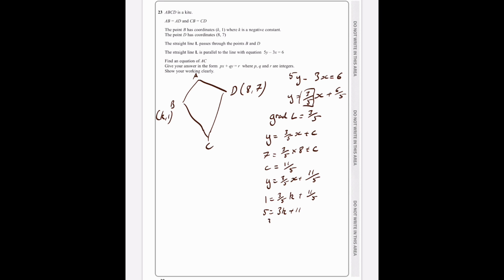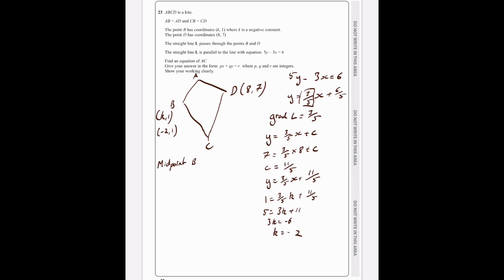I take a shortcut of multiplying everything by 5. Well, not necessarily a shortcut, a simplification, gets rid of the fractions. And we get k to be -2. And that gives us the coordinates of B. We now know that B is (-2, 1).